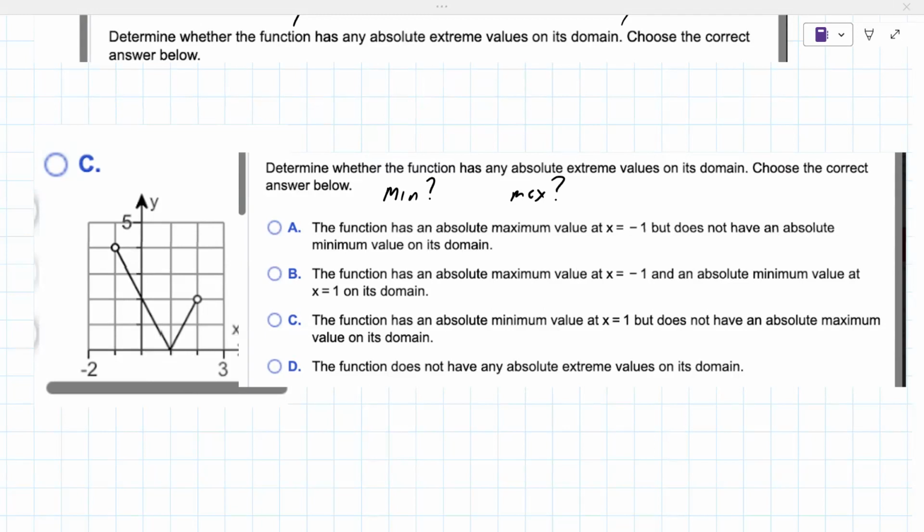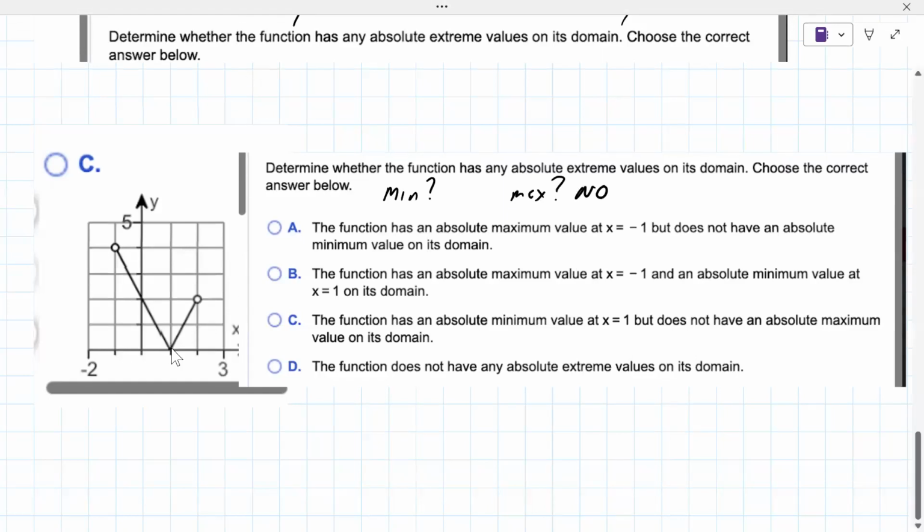Well, because of the open holes, does it mean they don't have it, or that just means it's not continuous? So if it's an open hole, there's nothing there. Imagine getting to the top of a mountain and there's nothing there. It's not a great analogy, but there is no peak. So there can't be a max if there's nothing there. So I don't think there's an absolute max.